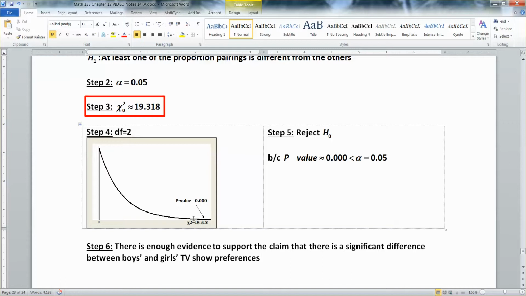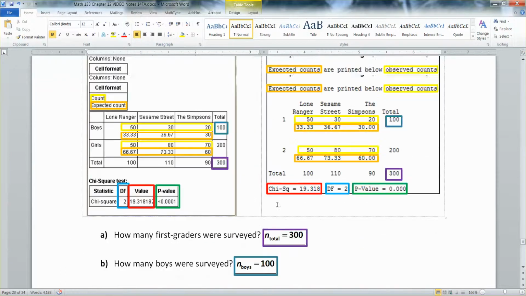Honestly, it's not even this close. This is more like 9. 19 would be way over on the other side of the paper. But so you put that down, you label your p-value, and it's approximately 0.000 according to your Minitab output, or less than 0.0001 if you use StatCrunch. Well, either way, it's really, really small, and that's all you need to know.